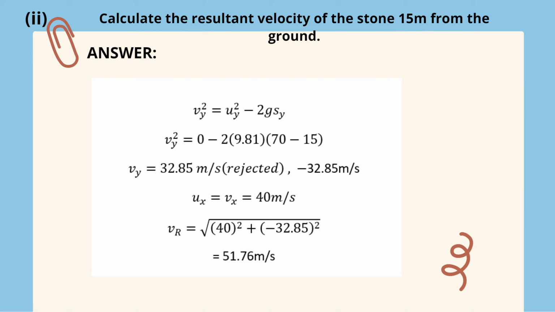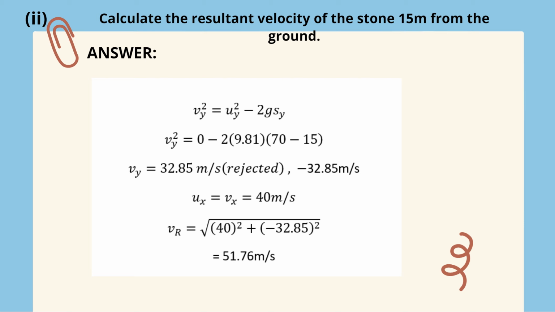This combined velocity is called the resultant velocity. We can calculate the resultant velocity at a specific height, like 15 meters above the ground, by determining the vertical velocity at that point and then combining it with the constant horizontal velocity using the Pythagorean theorem. It's important to remember that this analysis is based on the assumption of no air resistance, which simplifies the calculations but might not accurately represent real-world conditions.